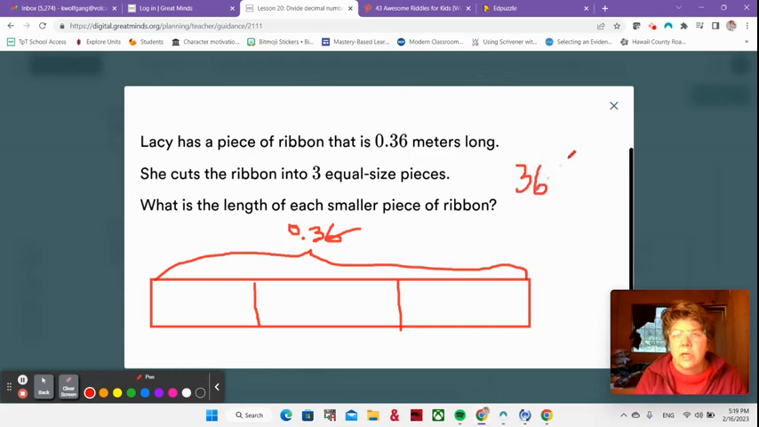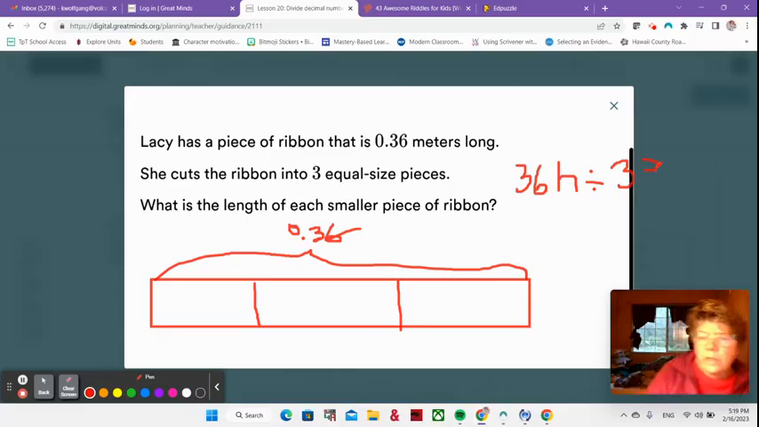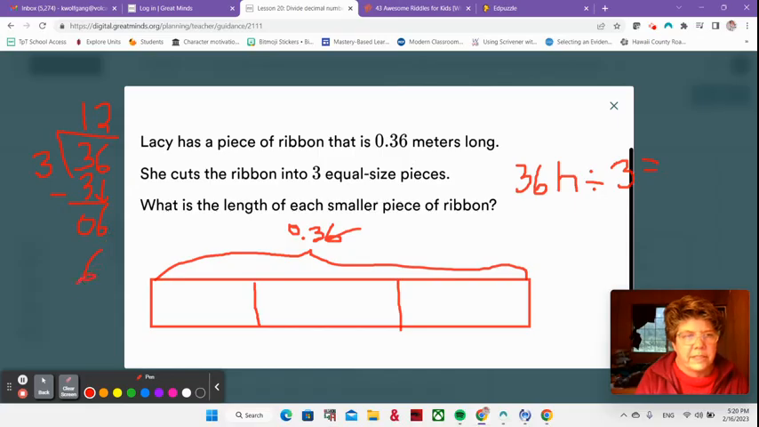36 hundredths, thinking about unit form, divided by 3, right? 36 hundredths divided by 3. So 36 divided by 3. Some of you can do that in your head, but for those of us who can't, let's just put a little division over here. 36 divided by 3. 3 divided by 3 is 1. 1 times 3 is 3. Subtract 0. Bring down our 6. 6 divided by 3 is 2. 2 times 3 is 6. And we zero it out, right?